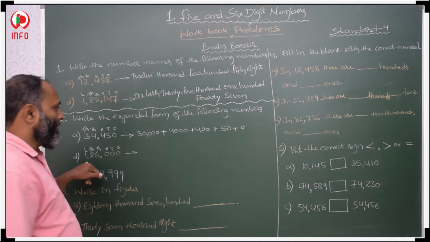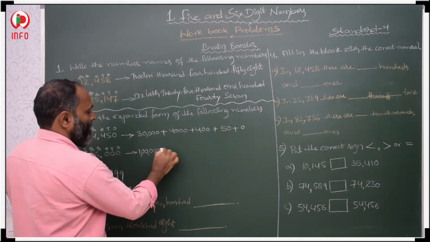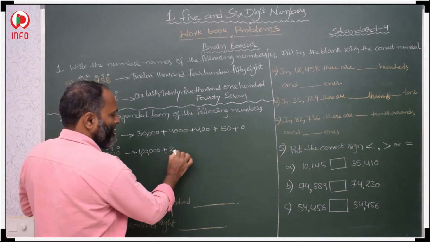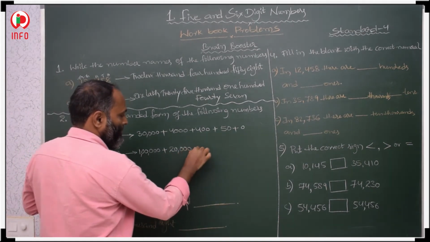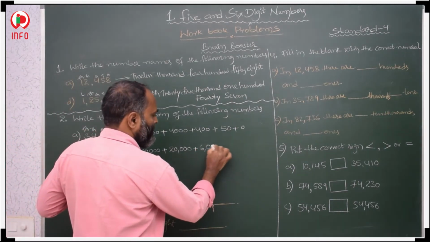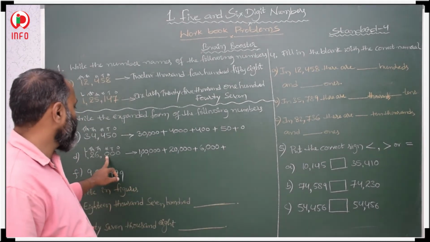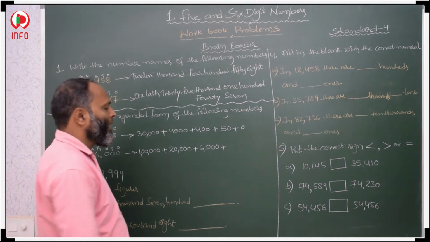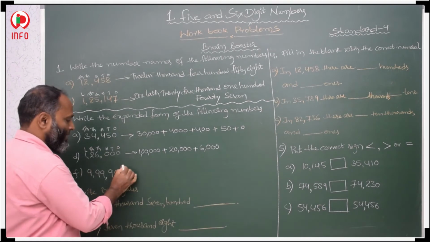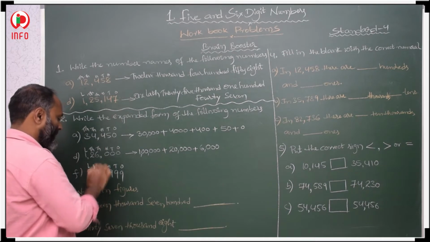This is lakh. 1 is in lakhs place, that is 1 lakh first, then plus. 2 is in 10,000 place, that is 20,000 plus. 6 is in thousands place, that is 6,000 plus. The rest of the numerals are 0, hundreds are 0, tens are 0 and ones are 0. No need to write those zeros. Leave it. Okay. Now this is ones, tens, 100, 1000, 10,000, lakh.